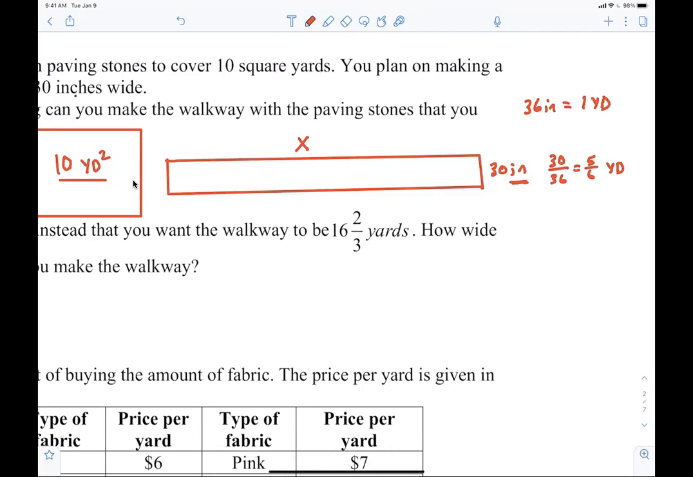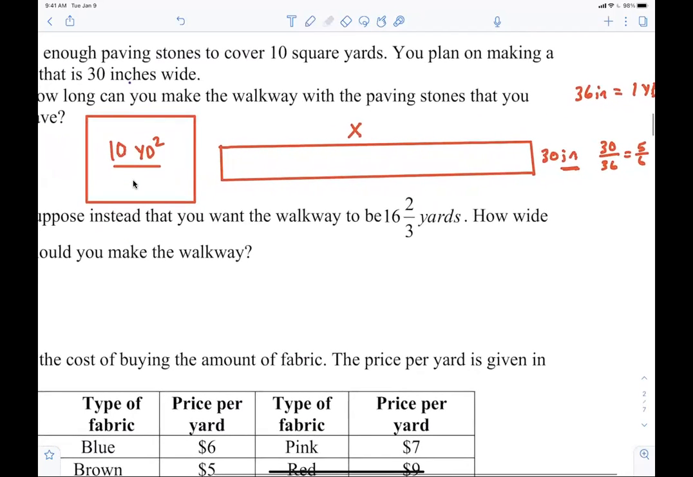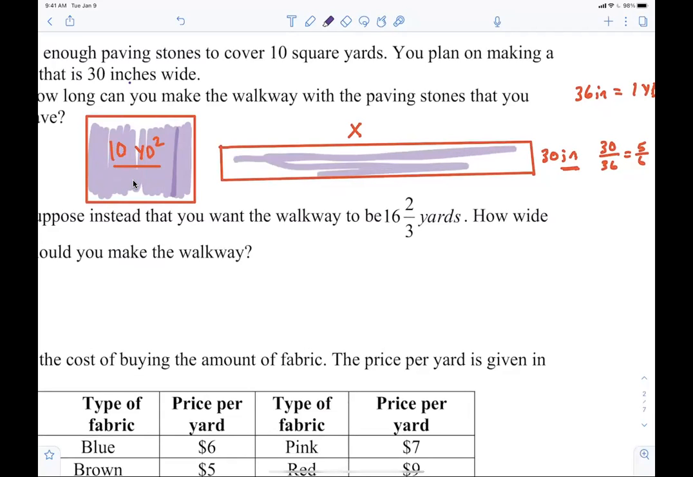Okay, so now the question is, now you're trying to make an observation. This right here is how many square yards? 10, right? What is this going to end up being? What's my walkway going to be? What's the area of my walkway going to be when I lay all the brick? It's going to be 10.